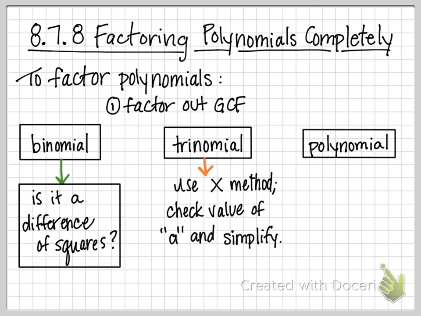If it is a trinomial, so three terms, then you use our X method. Just go back to the basics, use the X, put A times C in the top, put B in the bottom, and figure out your factors.